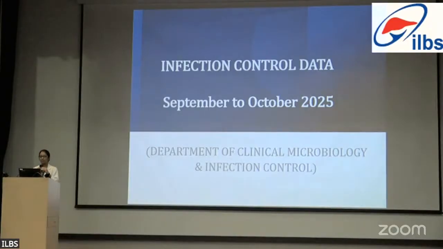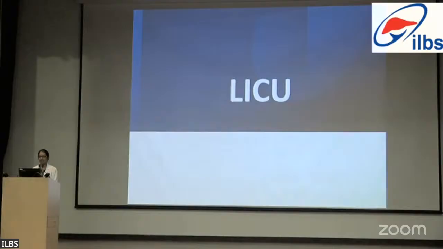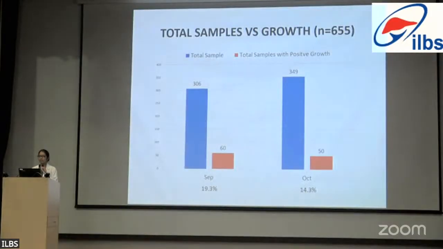Good morning, everyone. I'm Dr. Priyal, and I'll be presenting the infection control data for the month of September and October. So let's start with the liver ICU. First of all, the total number of samples that we received was around 655, and we can see in the month of September, the growth rate was around 20%, and in the month of October, the percentage was around 14.